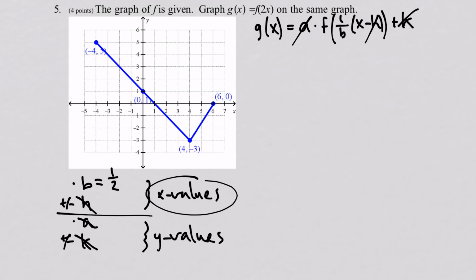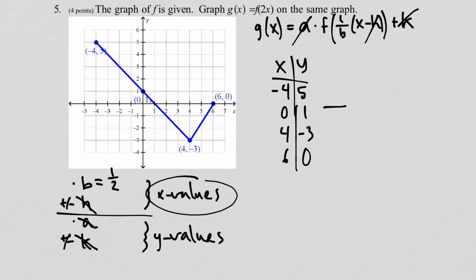So all I'm doing is looking at these points that they have given me, -4, -5. You know what? I'm going to write them on a table to make it clear so everybody can see. I'm taking those points that they gave me, -4, 5, 0, 1, 4, -3, and 6, 0. And I am transforming them based on the information I just found, which is that b is equal to 1/2. Okay, since b is equal to 1/2, all I'm doing is multiplying every single one of the x values times 1/2. I am not doing anything to the y values.